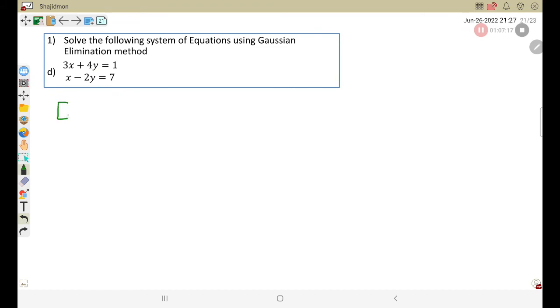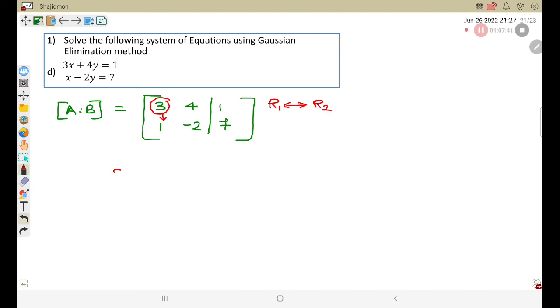Here also matrix AB equal matrix 3, 4, 1. It is 2 by 2 system, correct? So 1, minus 2 and 7. Now first number should be 1, correct? But here you can see below number is 1. So what you need to do? R1 and R2 just interchange. So equivalent matrix 1, minus 2, 7. Second row 3, 4, 1. First row and second row we are interchanging. Now the pivot number is 1 here, correct?